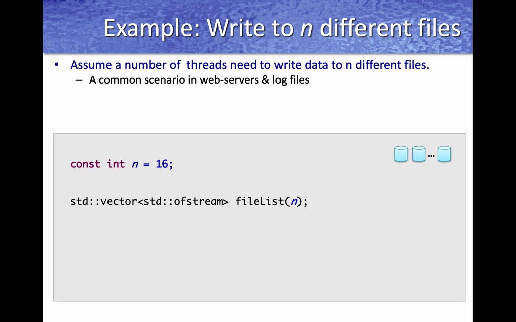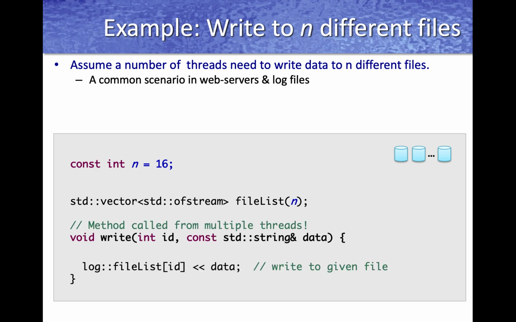So here we're going to create an array of files. So here is a file list. Of course, in this example, we are assuming there are 16 files, but n could be a different value here. We want to create a method called write, which is going to write some given data to some given file. Notice that the ID of the file indicates the file-specific stream to which we want to write the data.